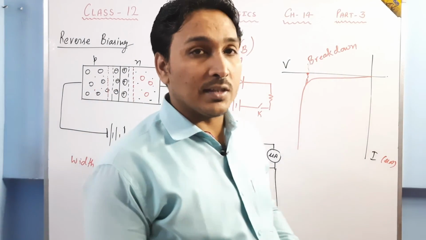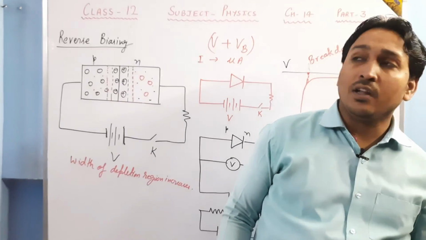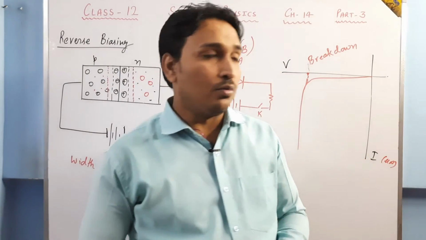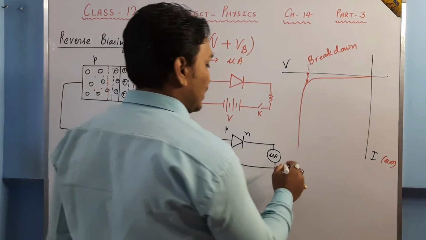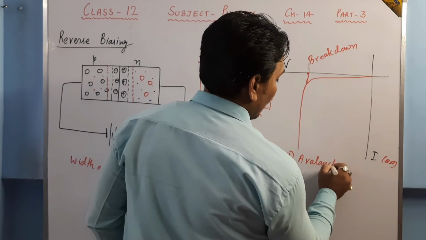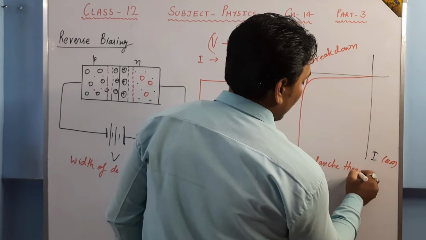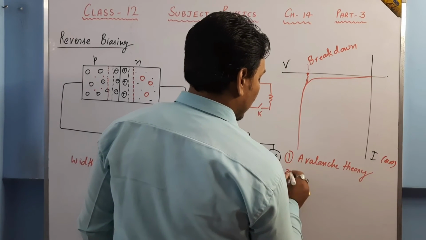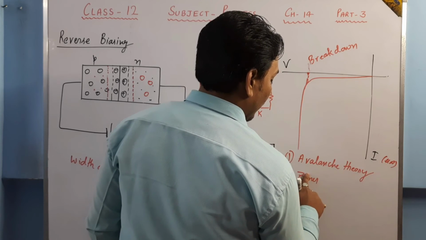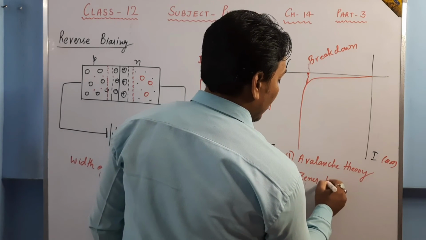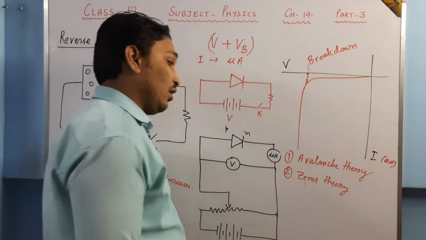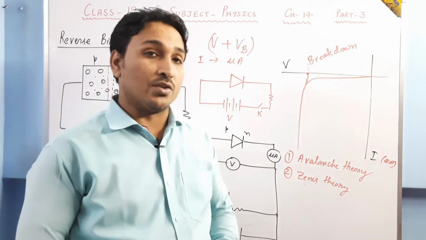Earlier it was in the syllabus, but this year it was deleted. But let me tell you so that you can understand why this breakdown occurs. There are two theories. One is the avalanche theory, and the other is the Zener theory. These two theories are for two different types of PN junctions.